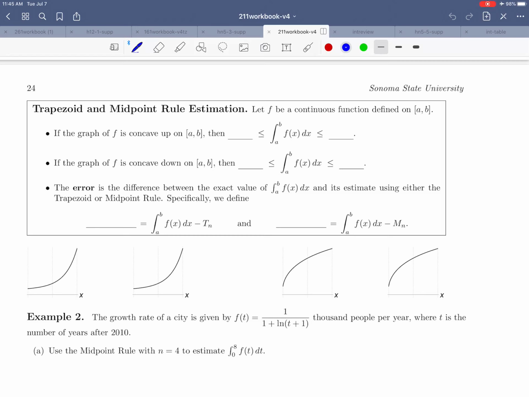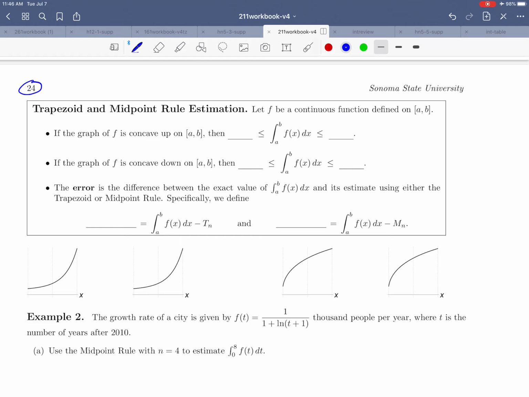Hello everybody, and welcome to the beginning of page 24 in the workbook. In this example, we're going to draw on a graphical observation that we made at the end of the previous example, example number 2. We did the trapezoid rule and the midpoint rule to estimate the same integral, and discovered that one was an overestimate and one was an underestimate.